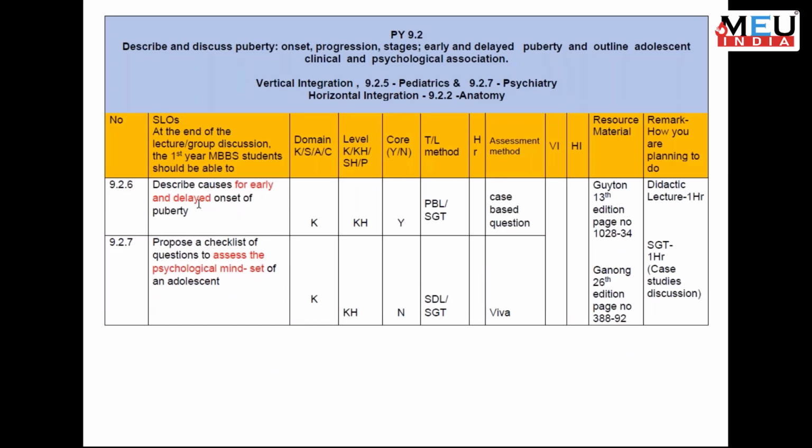Now the next SLO of the same competency is describe the causes for the early and delayed onset of puberty. And the last one is propose a checklist of questions to assess the psychological mindset of an adolescent.